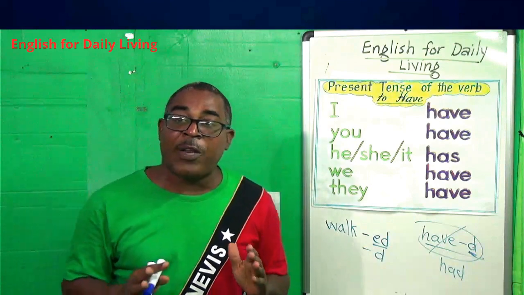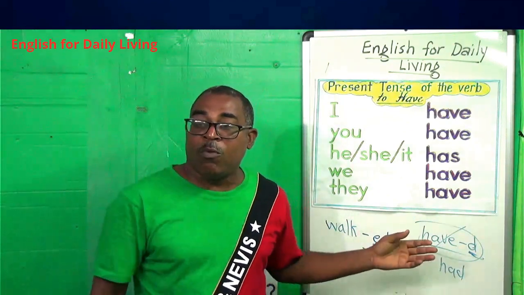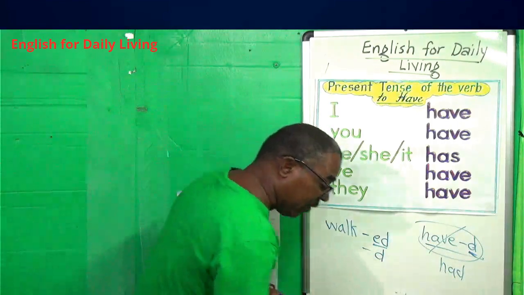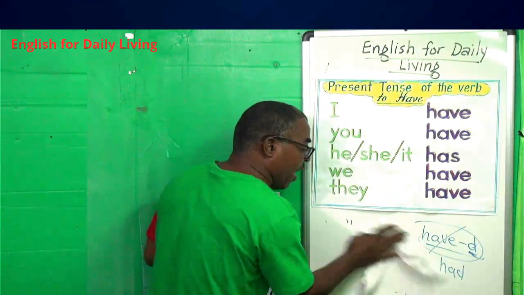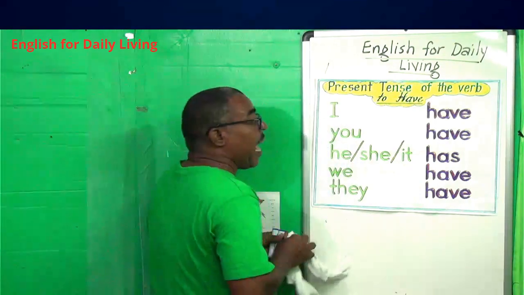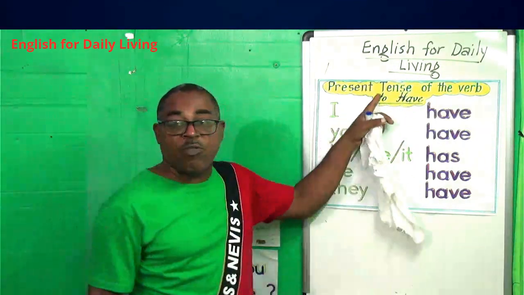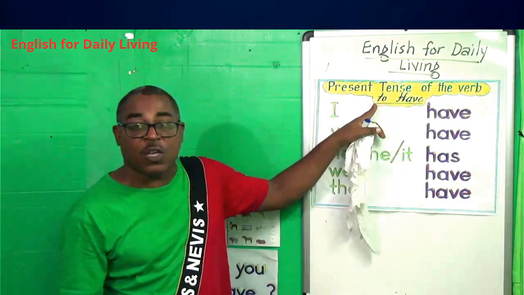So as we go forward in English for Daily Living, we will open up these things. But for now, let's keep it simple. Alright, so the verb is have, to have. The infinitive is have, and we know that this is the infinitive because it's preceded by the preposition to.